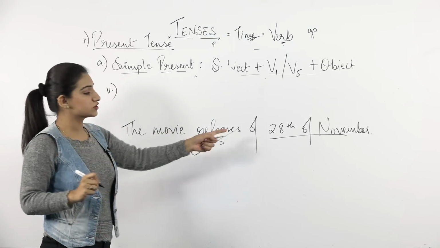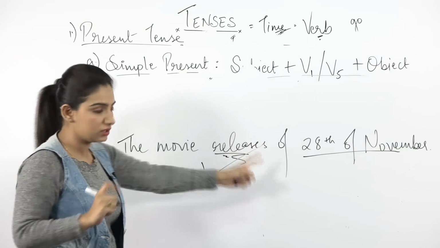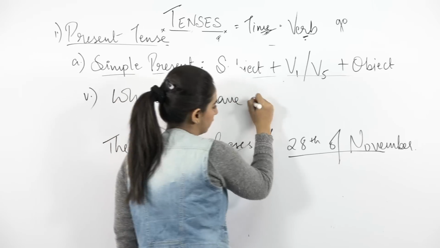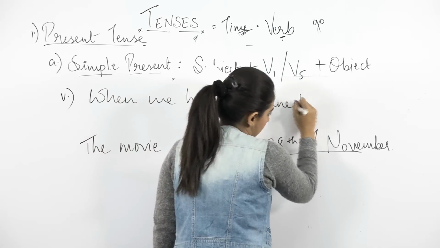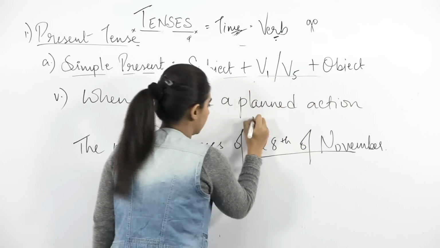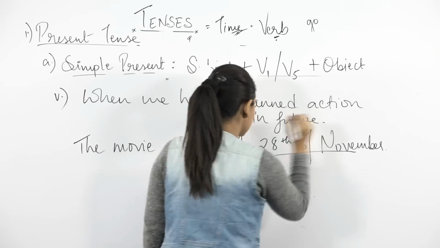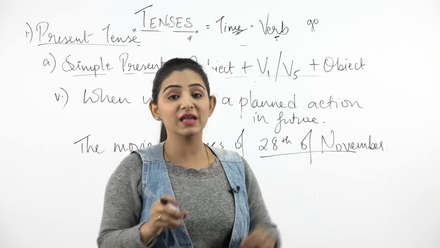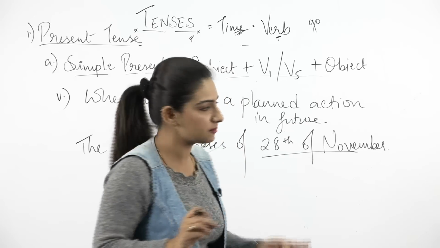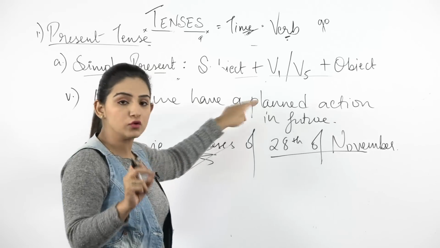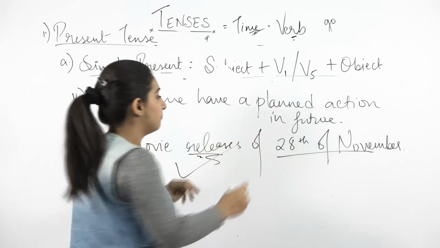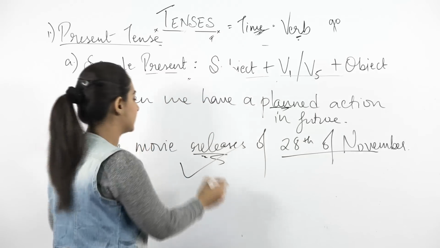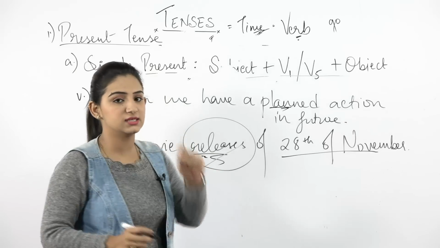The movie releases on 28th of November, which means when we have a planned action in future. Whenever we have a verb that needs to be performed in the future, but we have a perfect date for it. जब हमारे पास एक एक्शन तो है जो फ्यूचर में परफॉर्म होना है, लेकिन हमारे पास एक प्लान्ड एक्शन है. That means we have a perfect date for it. In that condition, we can use simple present tense with it.